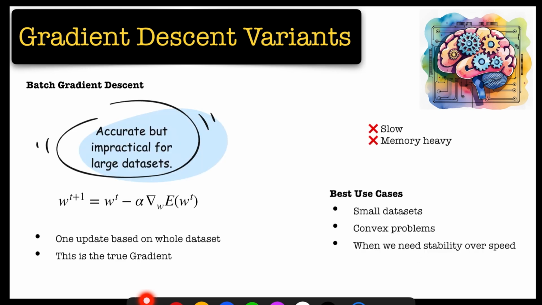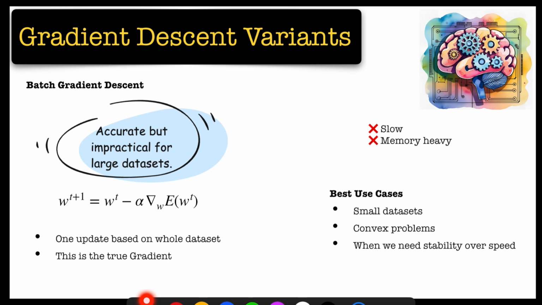The gradient we are calculating is very accurate, but it is impractical for large data sets because it will be slow and memory heavy. If we have large data sets, we have to load the full data set into memory because we want to compute the loss over the whole data set, all data points, right? So this will be memory heavy.